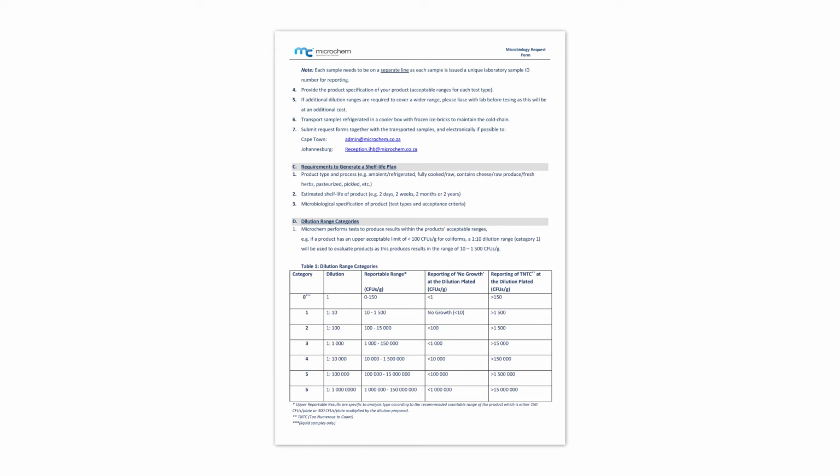The requirements to generate a shelf life plan: the product type and process, for example, is it ambient, is it refrigerated, is it a fully cooked sample, is it raw, does it contain cheese, is it raw produce, is it fresh herbs, pasteurized or pickled. You need to have an estimated shelf life for your product, whether it be 2 days, 2 weeks, 2 months, or 2 years. Microbiological specification of the product is very important for which test types are accepted and which are rejected.